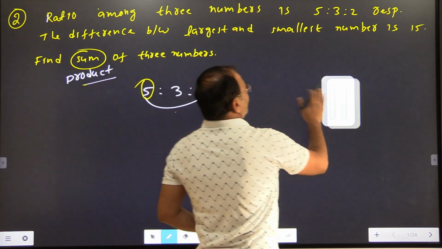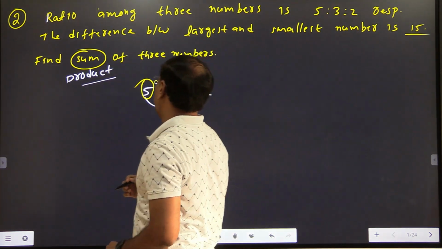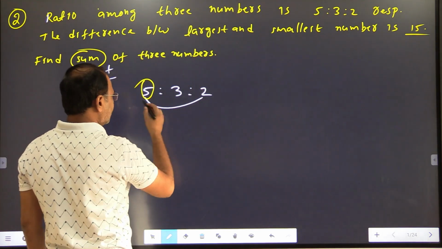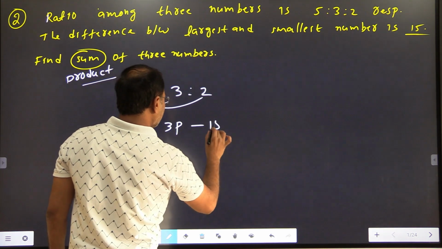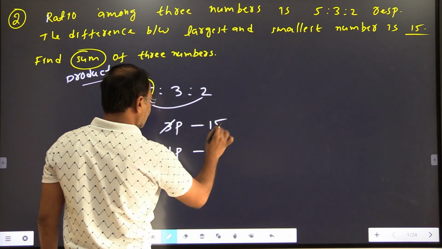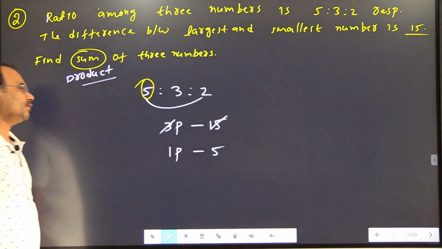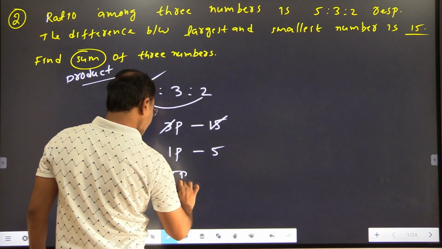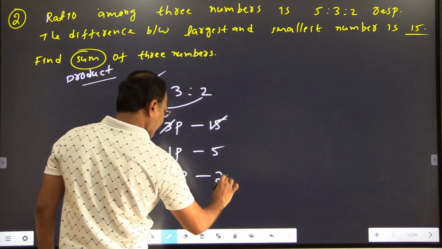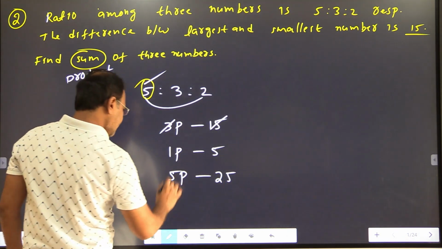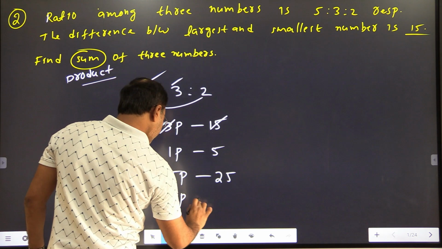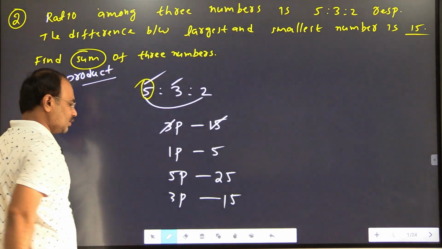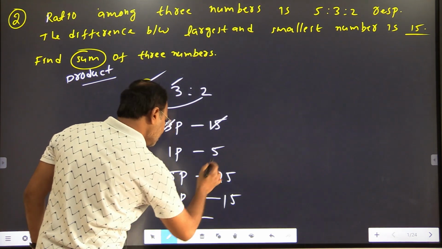The difference between the smallest and largest number is 15, that is 3 parts. If 3 parts is 15, then what is 1 part? 3 fives are 15, so if 3 parts is equal to 15, then 1 part is 5. Then what is the first number? 5 parts. First number is 5 parts. 1 part is 5, so 5 fives are 25. This is the first number. Then what is the second number? 3 parts. Now I find 3 fives are 15. Then what is the last number? 2 parts. 2 into 5 is 10.